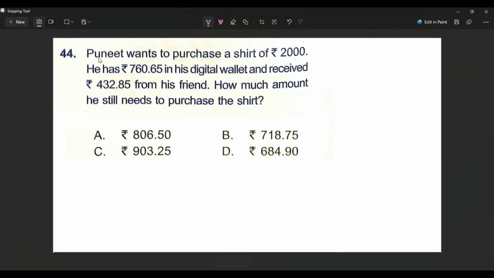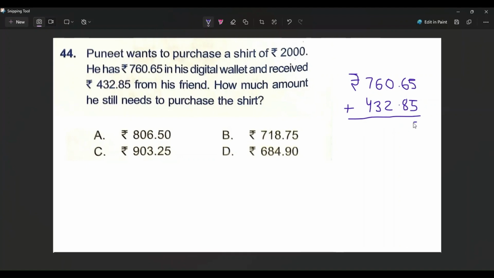Question number 44. Puneet wants to purchase a shirt of rupees 2000. He has rupees 760.65 in his digital wallet and received rupees 432.85 from his friend. How much amount does he still need to purchase the shirt? So in his wallet he has rupees 760.65 and he has received 432.85 from his friend. So we are supposed to add these two.